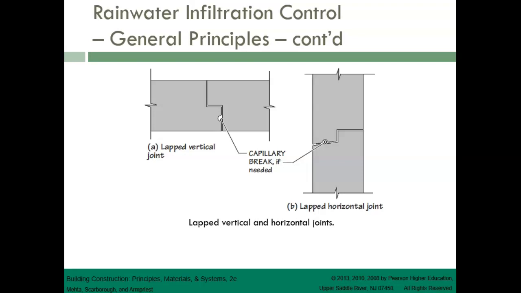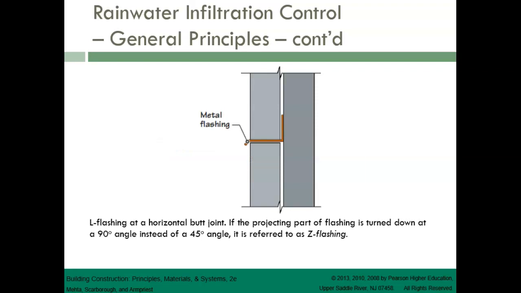A lapped horizontal joint performs better than a lapped vertical joint, because the water has to work against the force of gravity to get in and across the overlap in a horizontal joint. Capillary breaks can also be included in a lap joint. A horizontal butt joint can be made infiltration resistant by incorporating L or Z flashing.